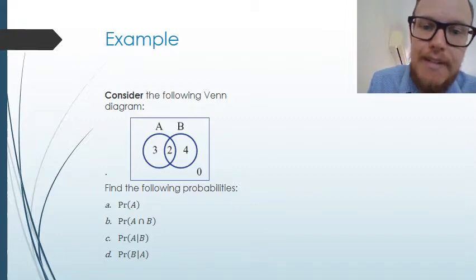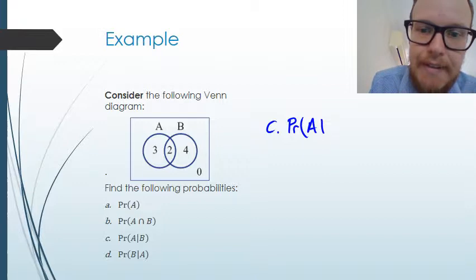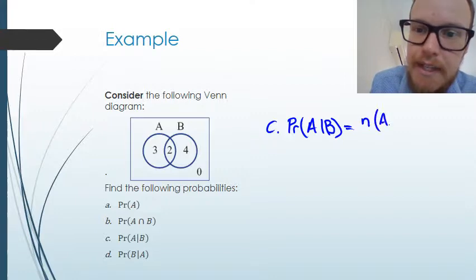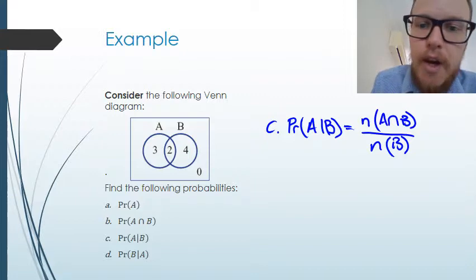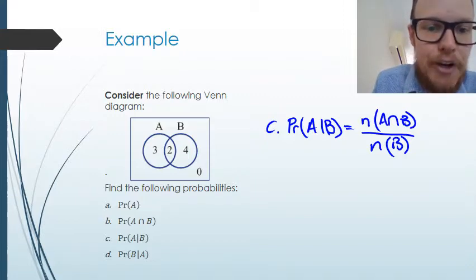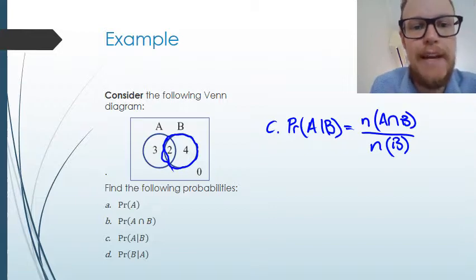So if we look at C now, the probability of A given B. The probability of A given B is the number of elements in the intersection of A and B divided by the number of elements in just B. Because what we're looking at now is we're saying, I want to know the probability of A occurring given B has already occurred. So B has occurred, so we've reduced the sample space to B. B is all we care about now.